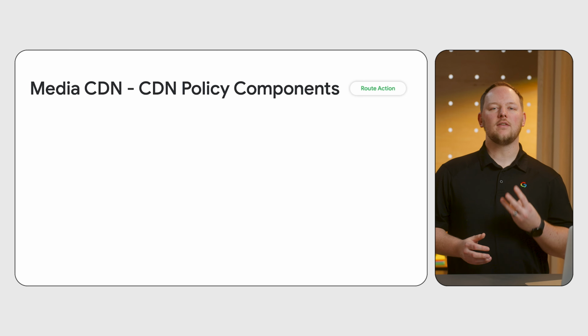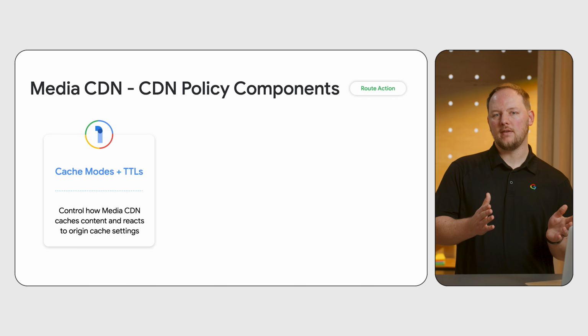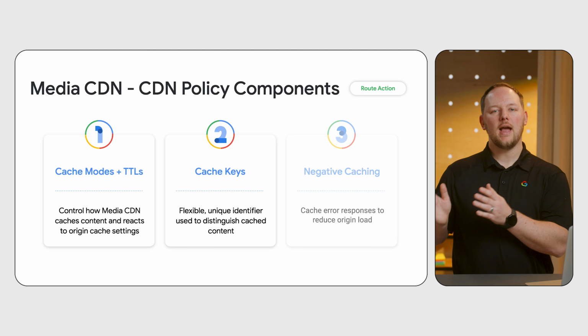A CDN policy is a specific kind of route action that can be applied to your route rules. It's a set of configuration settings that control how your content is cached, served, and delivered through Media CDN. These policies allow you to fine-tune the behavior of Media CDN to optimize performance, reduce latency, and manage your traffic effectively. It consists of three main components. There's cache modes and time to live values, or TTLs, cache keys, and negative caching. Let's dive into each of them.